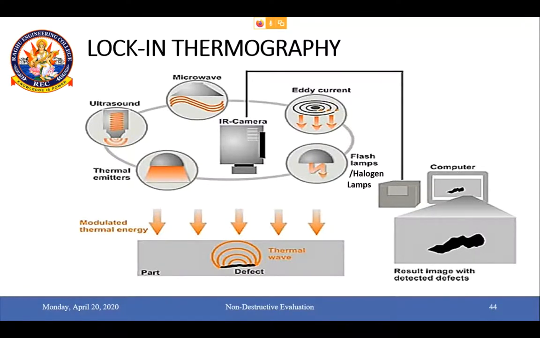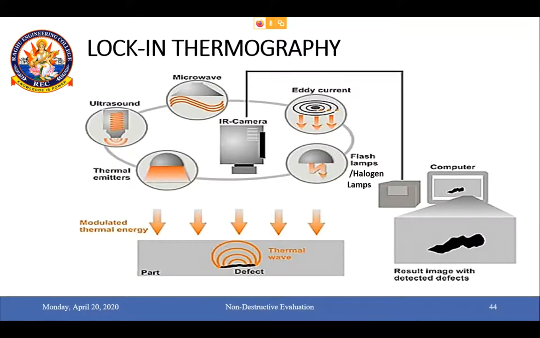The other parts, the IR camera, the specimen, the defect, the computer, the result, all these things are similar. But what is varying here is that in the previous case, in your flash thermography or your pulse thermography, there was only a flash lamp that was used. Whereas here in your lock-in thermography, a number of things can be used as your activation sources. It can be thermal emitters, ultrasound, microwave, eddy current, and a flash lamp or a halogen lamp. But mostly you'll be using a halogen lamp, but all these are possible cases.